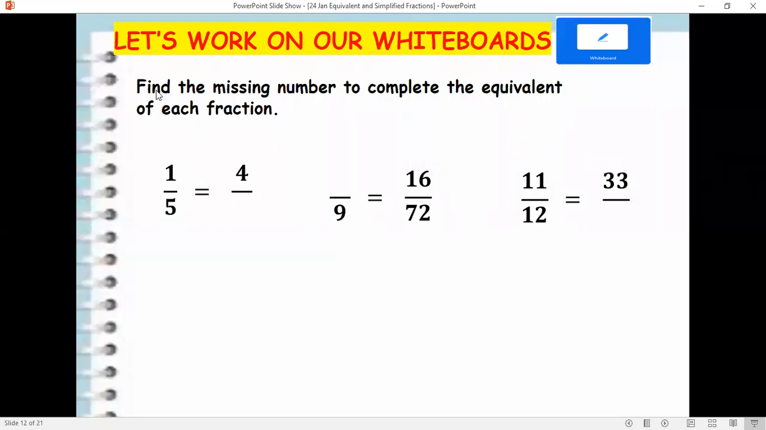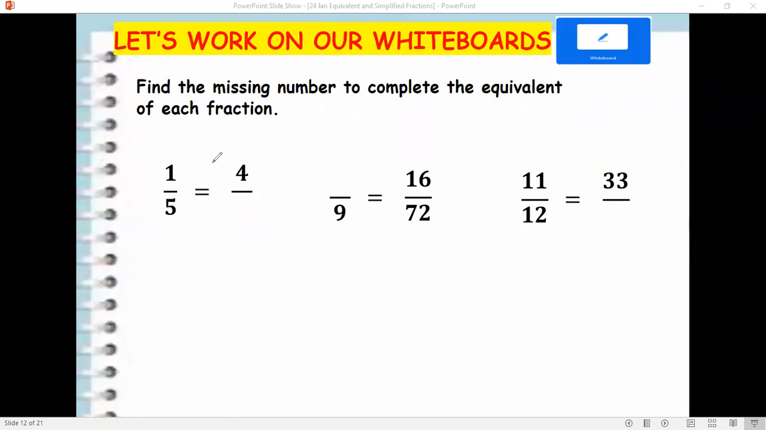In this question, find the missing number to complete the equivalent of its fraction. If you can see, there are missing numbers here: missing denominator, missing numerator, and missing denominator. How are we going to find them? It's the same thing. You are going to find what we multiplied where there is a complete number.